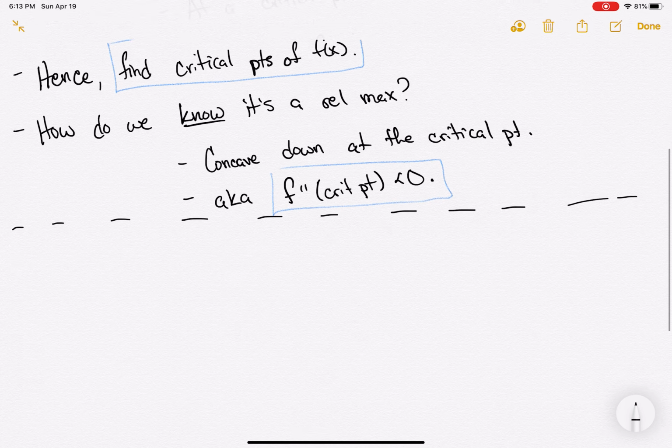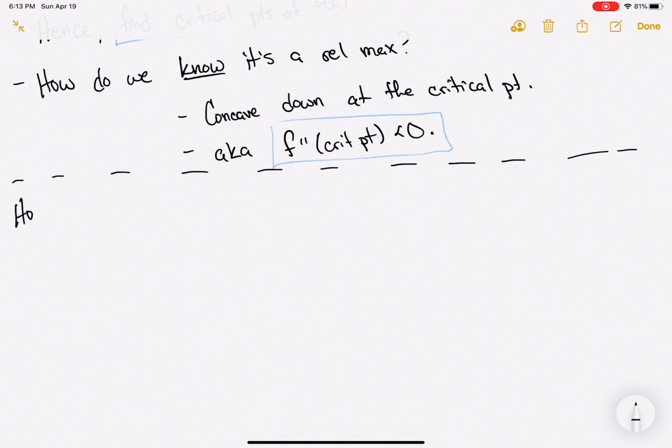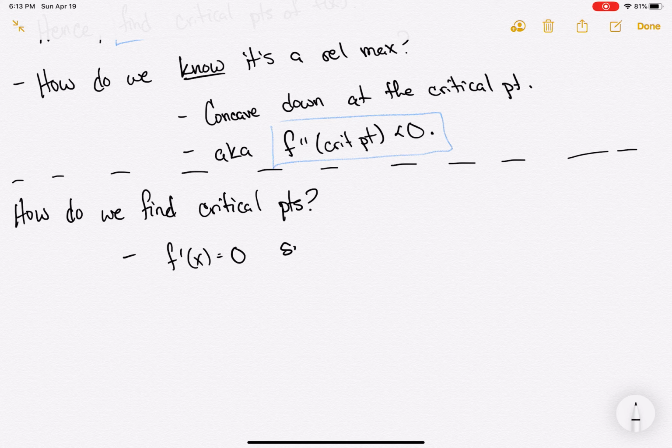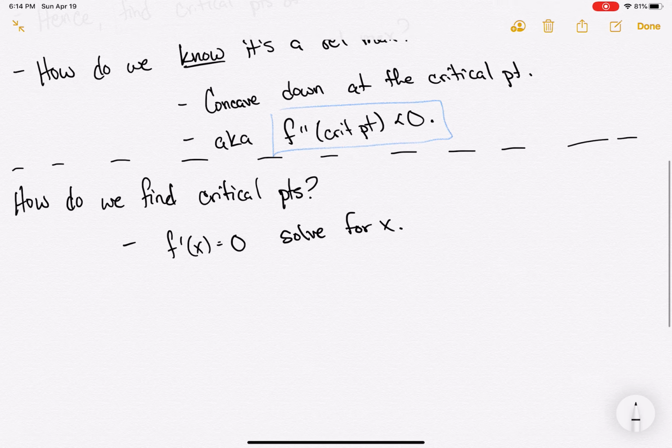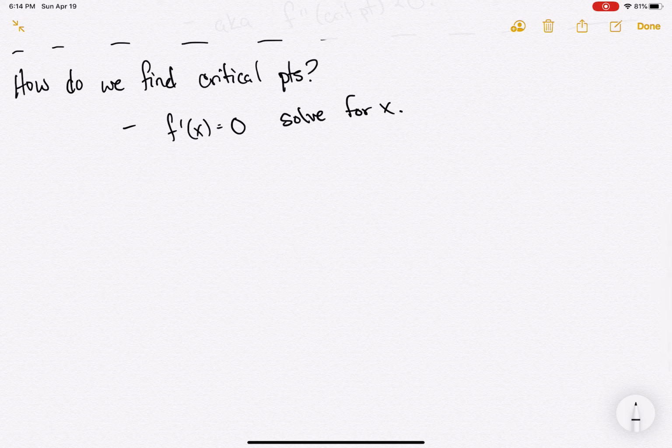So let's do it. Let's find critical points. How do we find critical points? f prime equals 0, solve for x. This is probably the number one thing you want to remember from calculus. I guess the power rule of derivatives is the number one thing, but this is probably the number two thing: you take a derivative, set it equal to 0, and solve for x. So we're going to do that.